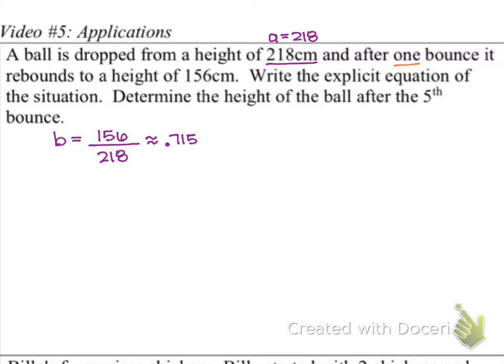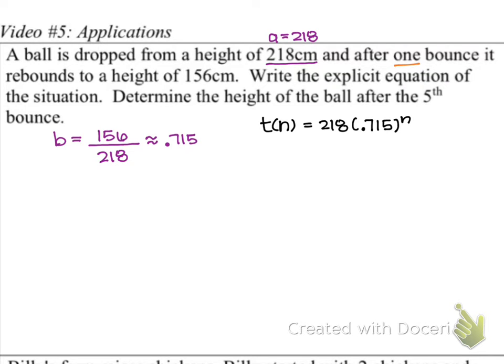Actually, we're ready to write the equation now because we have all that information. So T of n is equal to your 0th term, which was the drop height, which is 218, times the common ratio, or the rebound ratio, which is 0.715 to the nth power. That is our explicit equation.